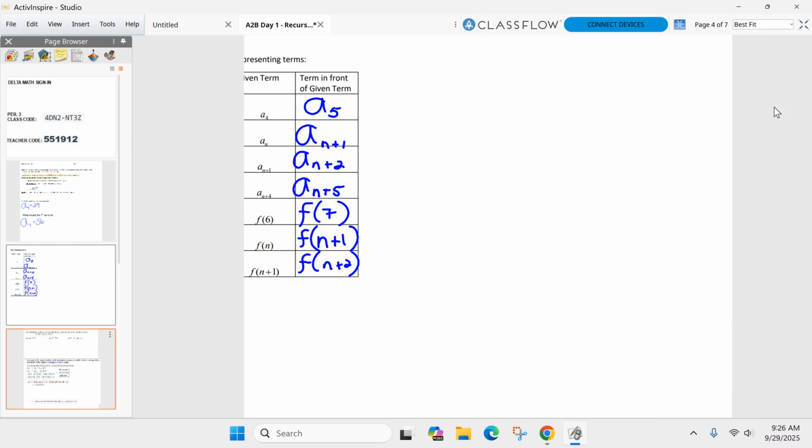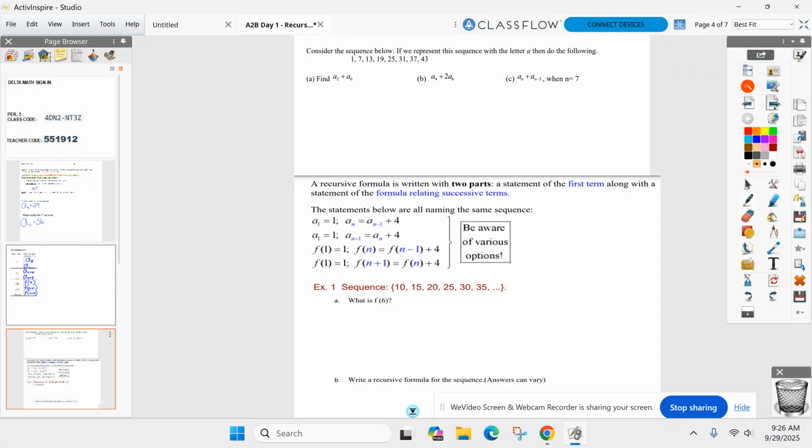All right, new sequence I'm going to give you here. 1, 7, 13, 19, and so on. There's my new sequence. Find A2 plus A6. Now, let's get this cleared up right away. This is not equal. You don't do that. That's not how we do it. That's not equal to A8.